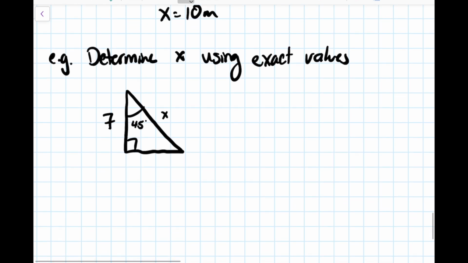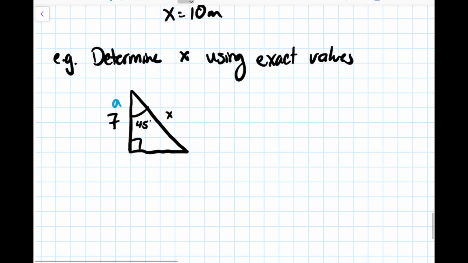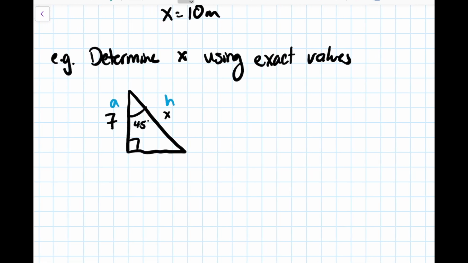Okay, so if I label my sides, 7's my adjacent, x is my hypotenuse, A and H means I'm working with cosine. So if I plug in what I know, well, my angle's 45 degrees, my adjacent is 7, and my hypotenuse is x.